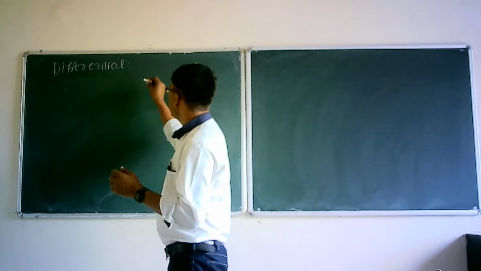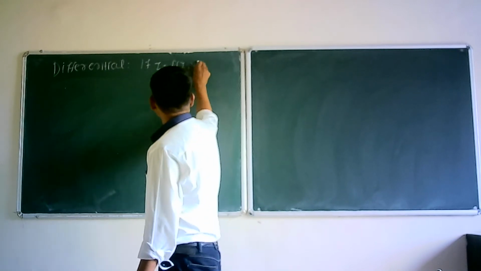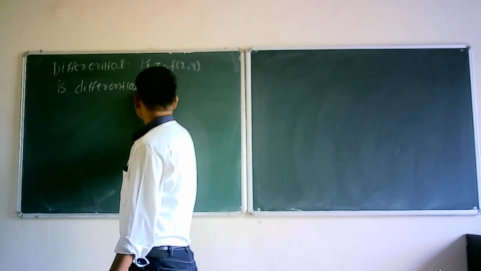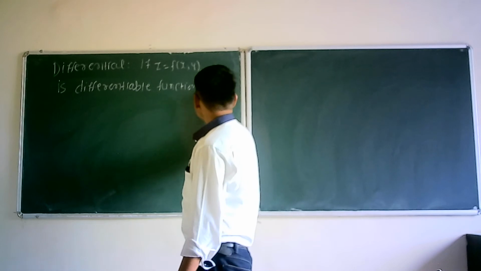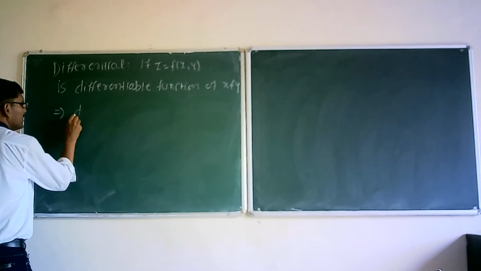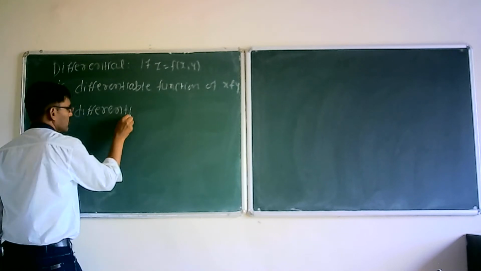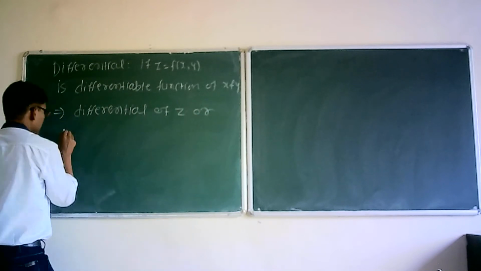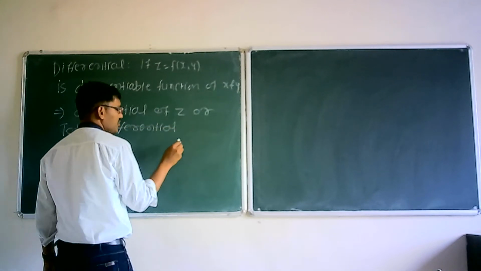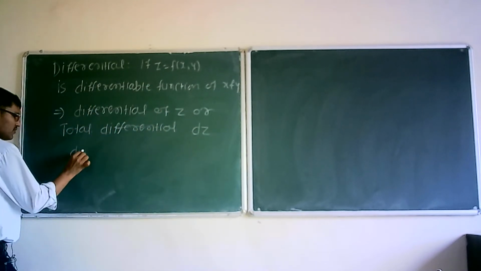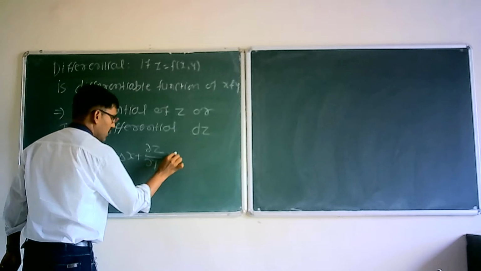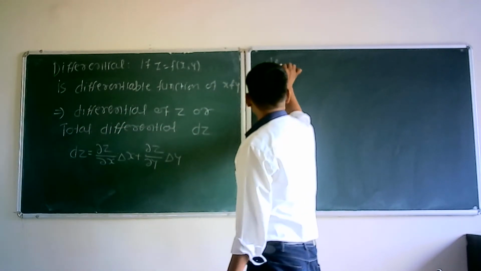So complicated numbers. Suppose z is equal to f of x, y is a differentiable function of x and y, then the differential of z, or total differential of z, is denoted by dz and is defined as dz is equal to ∂z/∂x delta x plus ∂z/∂y delta y. This can also be written as dz or df.